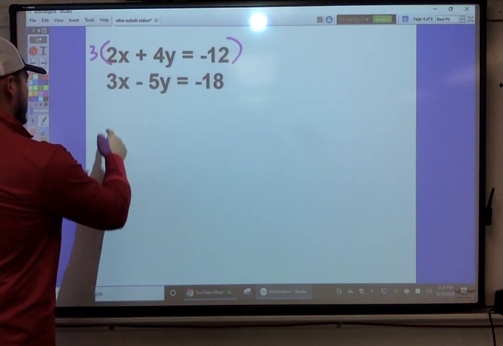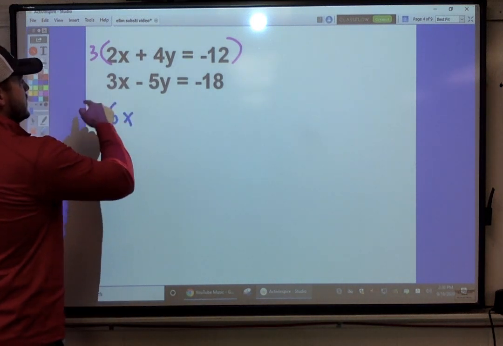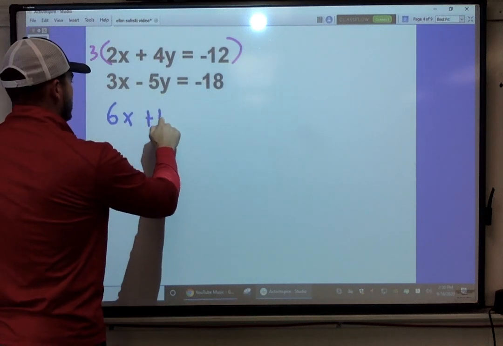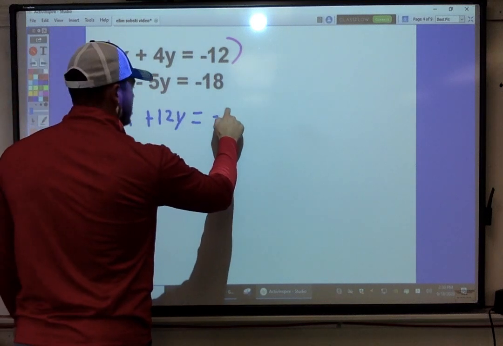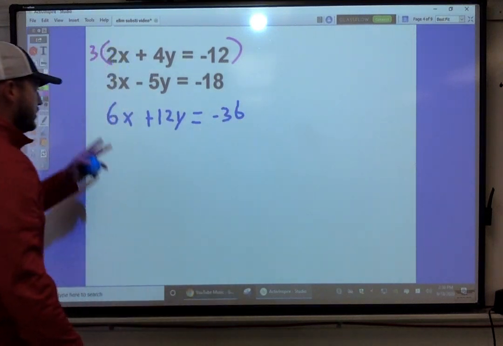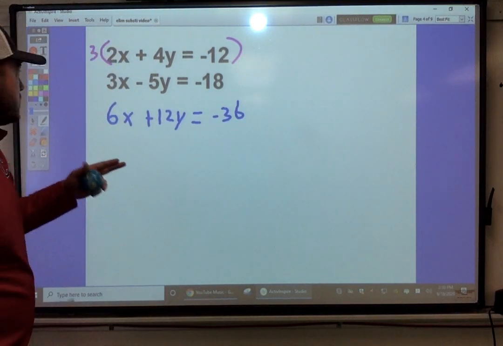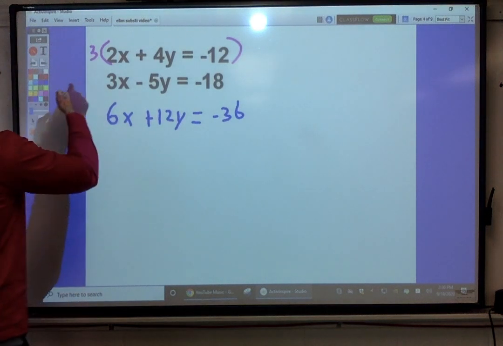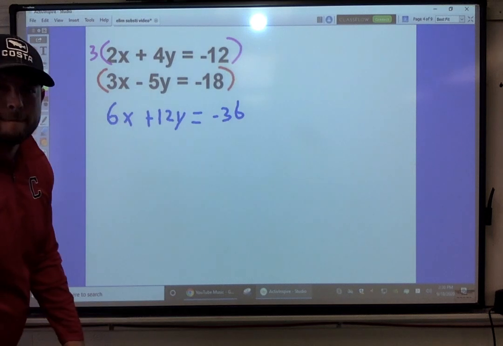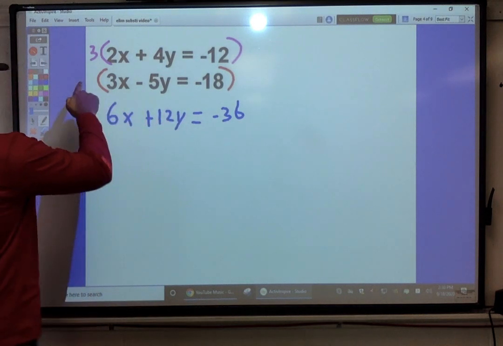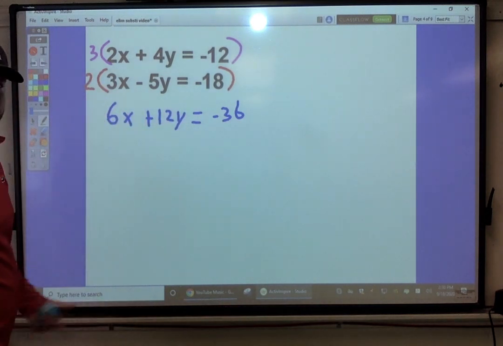3 times 2x is 6x. 3 times positive 4y is a positive 12y. And 3 times negative 12 is negative 36. Nothing's going to cancel just yet. So, kind of what we just said, let's multiply now this bottom equation by what? A 2. Right? So now I'm going to rewrite it.